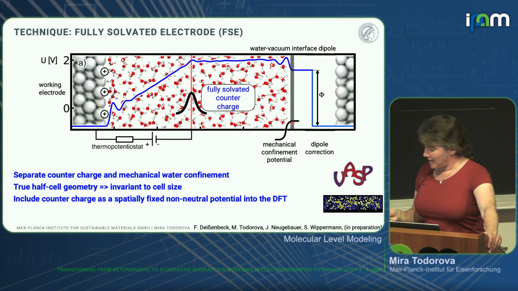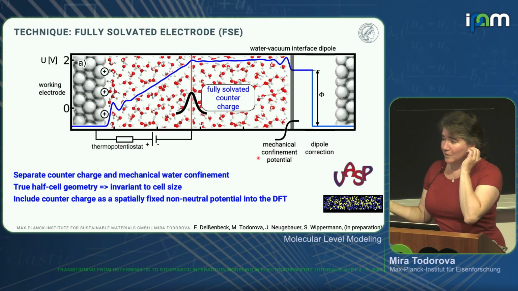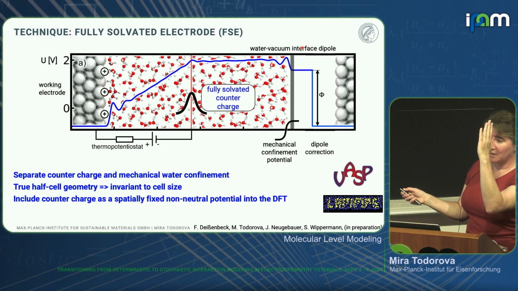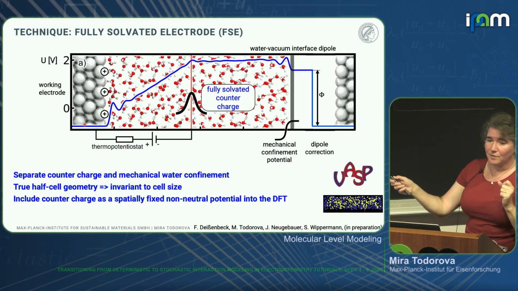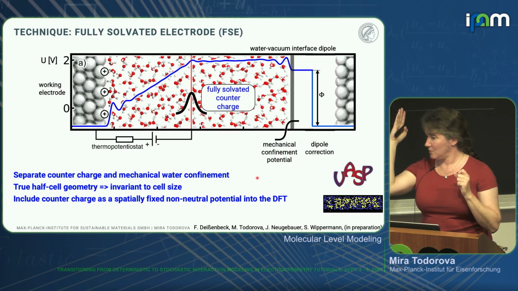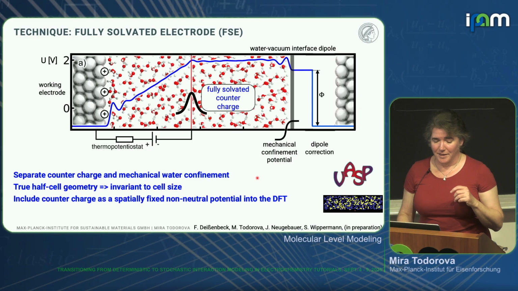And so we would like to have something that ensures that our water, first of all, doesn't fly away into the vacuum, but also has a smaller surface dipole. And for this, in this region, we now put a mechanical confinement potential, which keeps our water molecules here. So we have here a fully solvated countercharge, which allows us to charge the working electrode, and we have here a confining potential, which ensures that we have a small surface dipole and also that our water doesn't fly away.